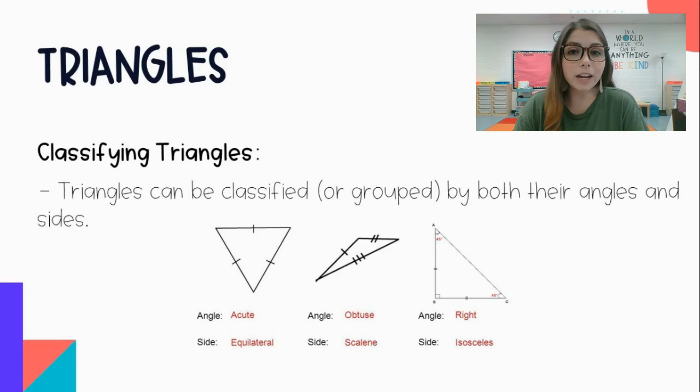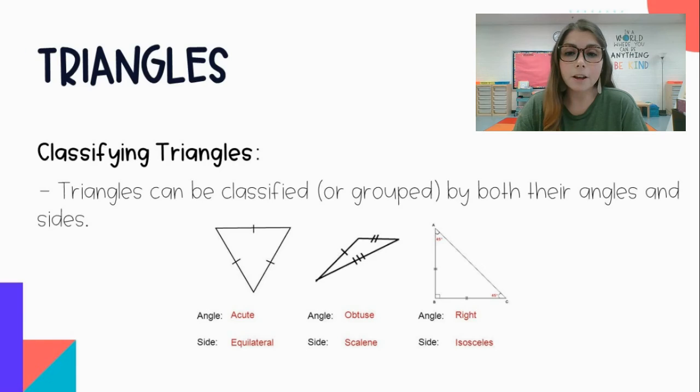So you can classify and group triangles by sides and angles, or you can combine them and group them by their sides and their angles. So you can see in the three pictures here on this slide, the first triangle we can call an acute equilateral triangle because all three sides are equal and the three angles inside the triangle are all acute. The next picture is going to show an obtuse scalene triangle. It's scalene because all three sides are a different length, and it's obtuse because it has that large obtuse angle there at the top.